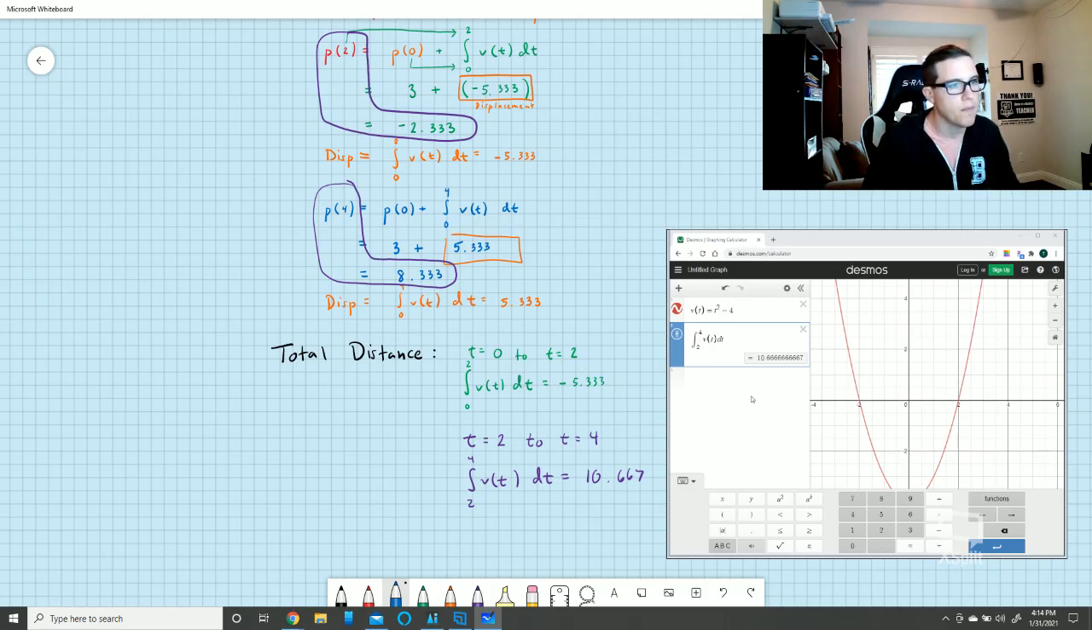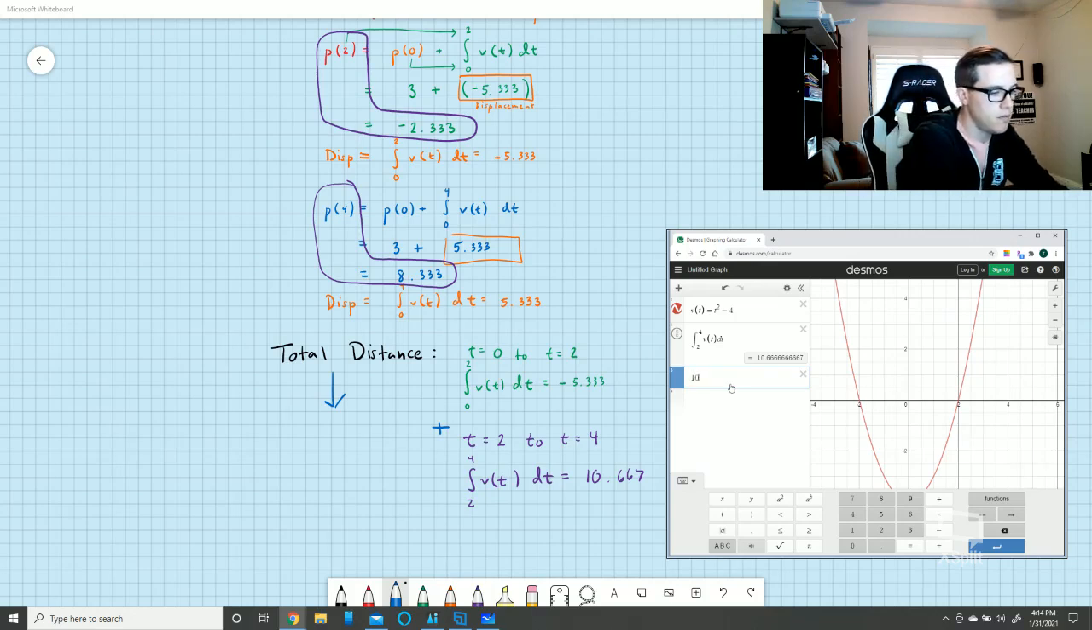So this particle took about 5 steps backwards from 0 to 2, and then it took 10 steps forward from 2 to 4. So if I asked you for total distance, which means the total amount of steps, one way to do it would be to add these 2 values, but instead of keeping the negative on the 5.33, make it positive. So 10.667 plus 5.333, which is 16.